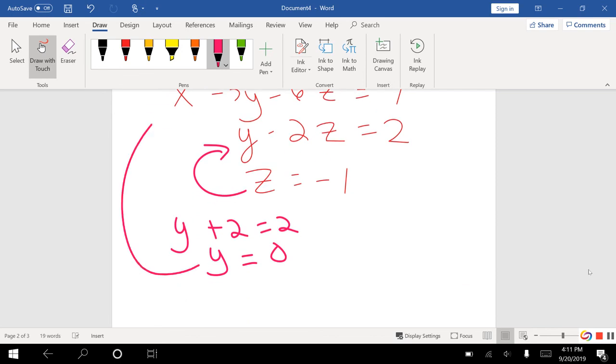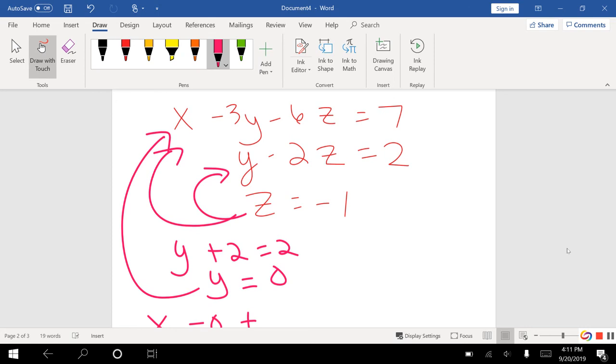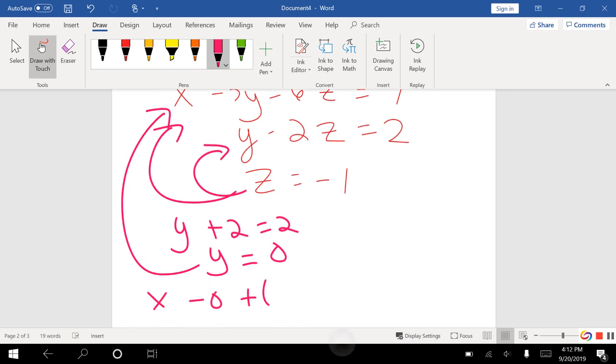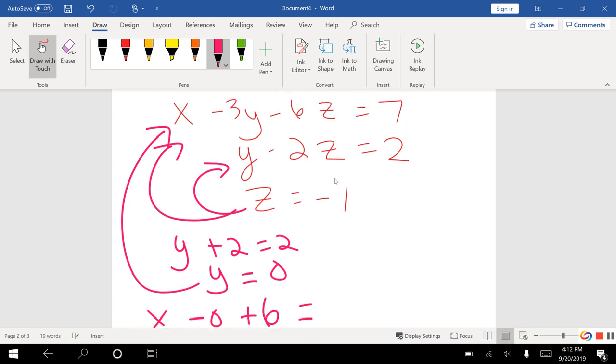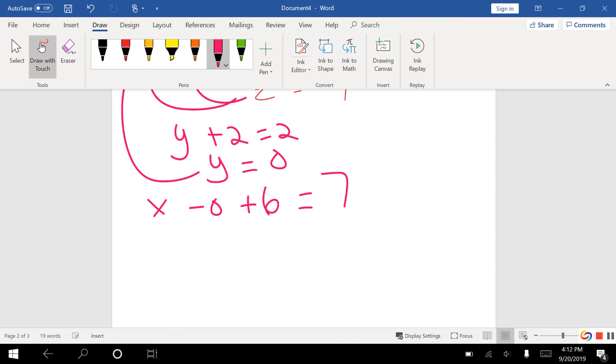Then I'm going to take this and this into this one, and I get x minus 0 plus, because that's going to zero out, plus 6, because of the zeros, equals 7. So then I get x equals 1. So my solution is 1, 0, negative 1. So that's the process for doing this by hand.